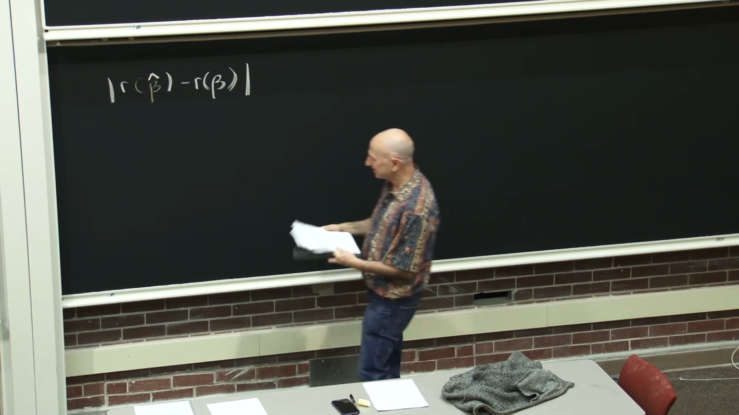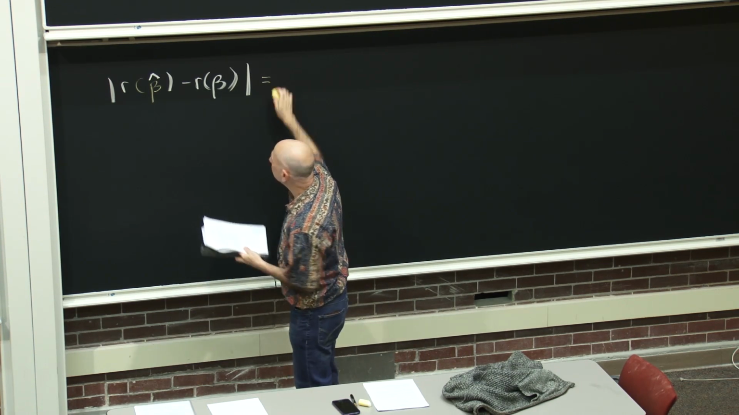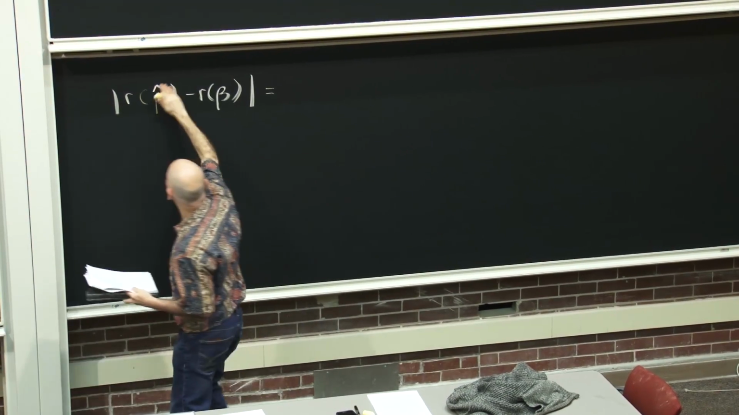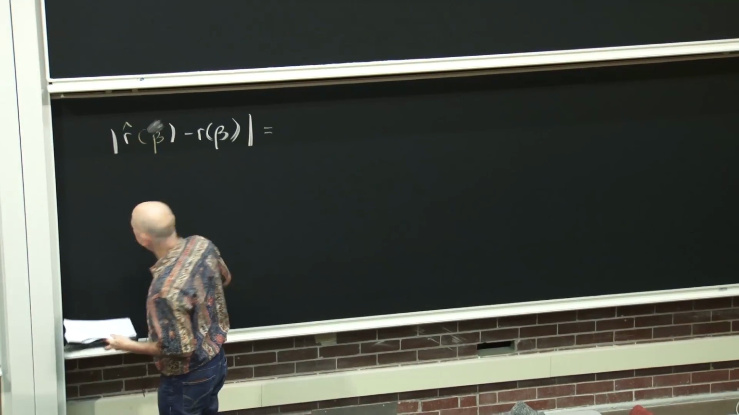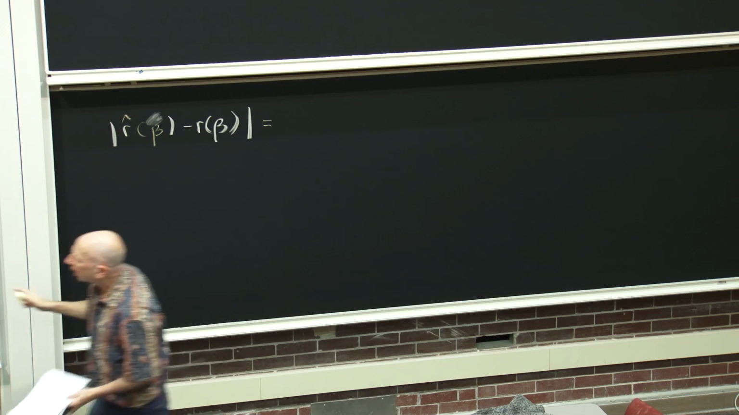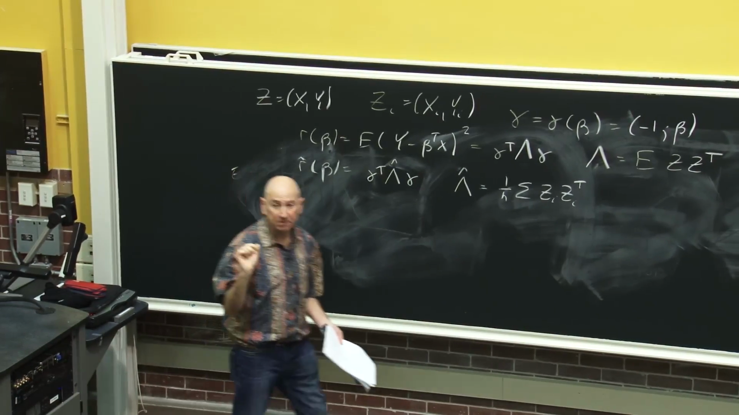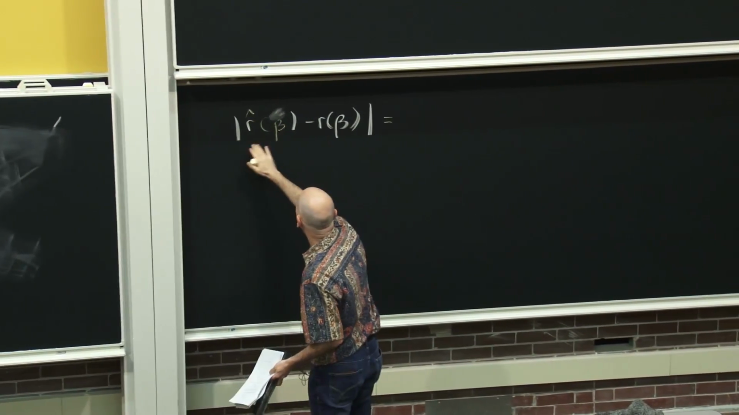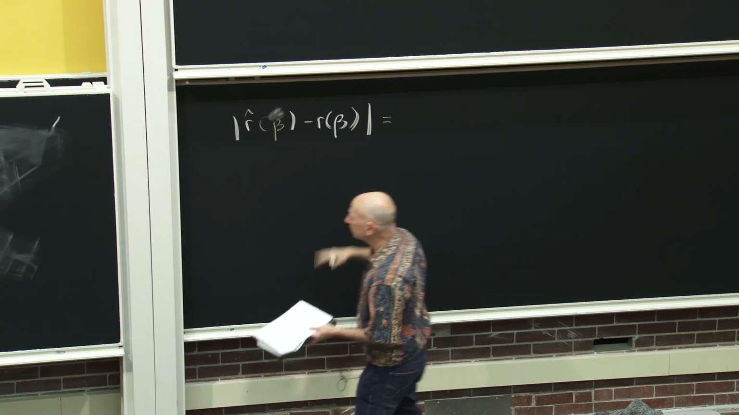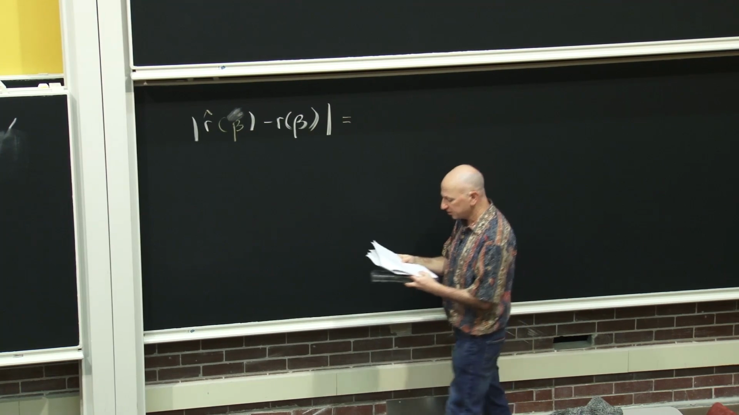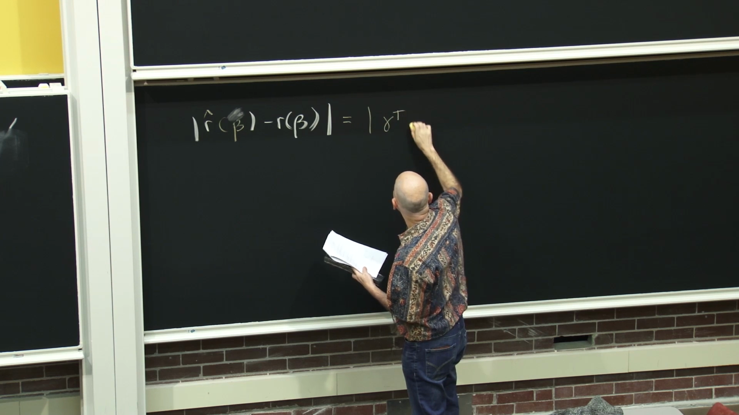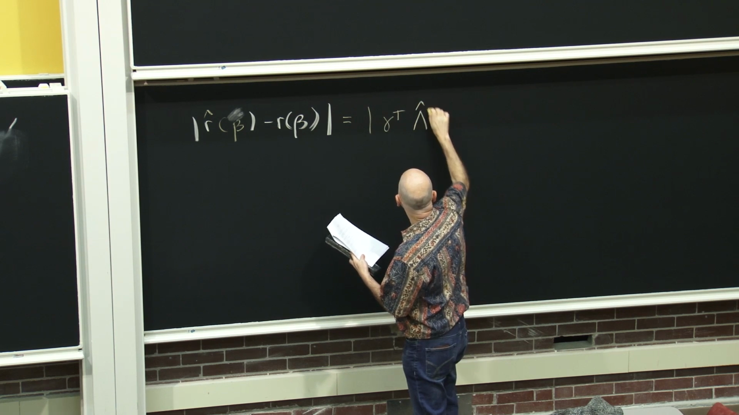So I'm just subtracting those two things. Sorry, that's not what I meant to do. Correction. Before I compare beta to beta hat, I want to do a preliminary step, which is compare r and r hat at a fixed beta. So just pick an arbitrary beta for the moment and compare r hat to r. Well, the only difference is the middle of that sandwich there. And so what we get is gamma transpose, lambda hat minus lambda, gamma.